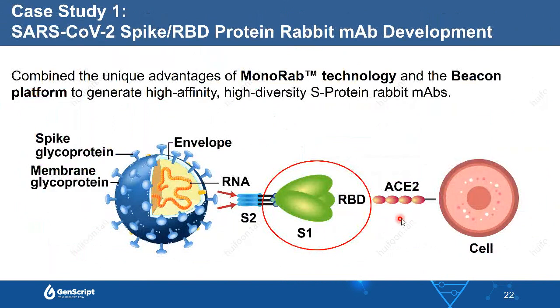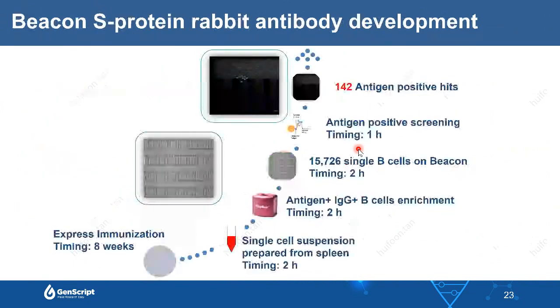Here, I would like to share one of our in-house express case studies to discover rabbit monoclonal antibodies which recognize the SARS-CoV-2 spike receptor binding protein, by using our MonoRab Beacon single B-cell screening platform. After rabbits were immunized with the SARS-CoV-2 spike proteins, PBMC was collected and we performed a memory B-cell enrichment. After that, B cells are loaded on the chips of the Beacon machine to perform an antigen-positive screening, which I have discussed earlier, and this can be done within a day. In this case study, we were able to get around 142 antigen-positive hits.